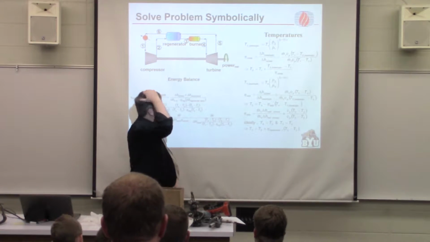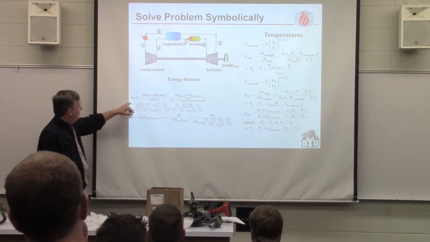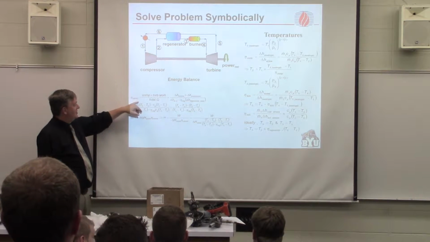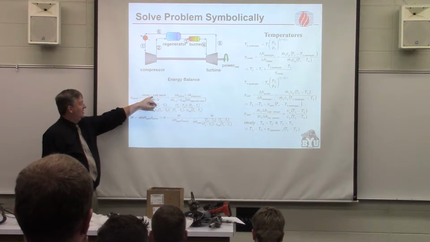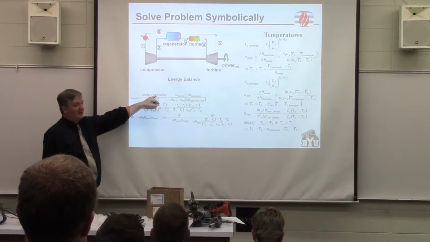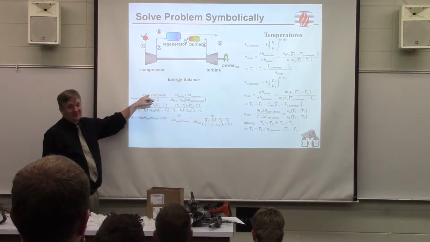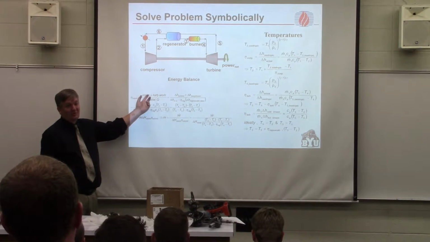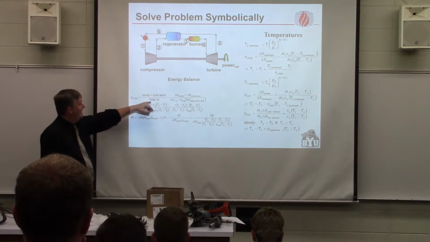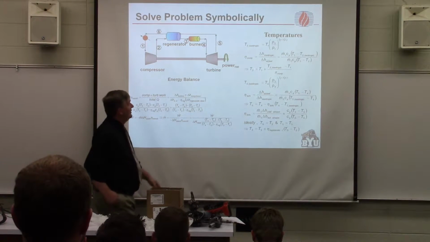So to do this analysis, what we want to know is the overall efficiency, which is the amount of work that the compressor does plus the amount of work that the turbine does. Those have opposite signs, right? Whatever sign convention you choose, one of them is going to be positive and the other one is going to be negative. And you divide that by the total amount of heat.